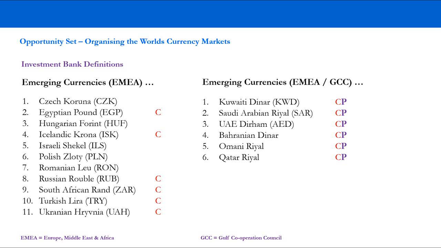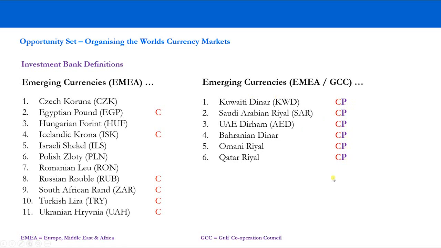So the value of their currency depends very heavily on one or two commodities because it's a very big proportion of their exports. And over here on the right hand side, we've got the GCC, and with the GCC currencies, all the Middle East currencies, you can see that they are all dependent on one or two commodities. And you can also see we've marked them up with a P.